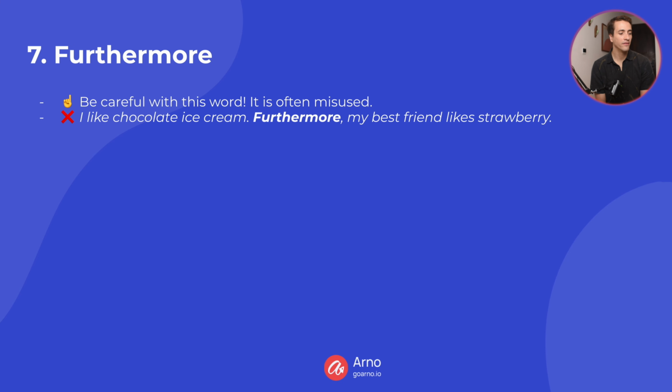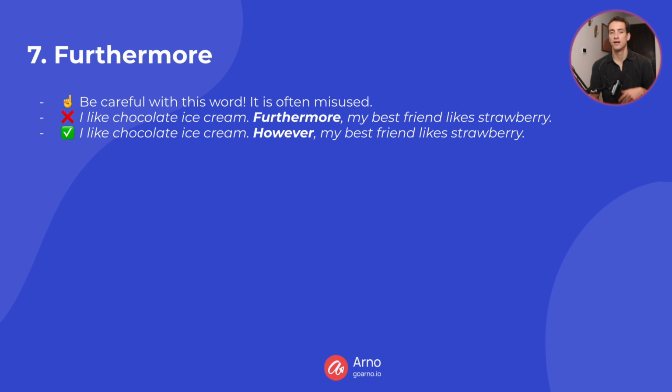Here's an example. I like chocolate ice cream. Furthermore, my best friend likes strawberry. This is an incorrect use of furthermore. You need a word like however. I like chocolate ice cream. However, my best friend likes strawberry. This is because you like chocolate, but your best friend likes strawberry. There is a difference, which means you need a word like however, which shows difference. Furthermore does not show difference. Furthermore is a continuation of the same idea.